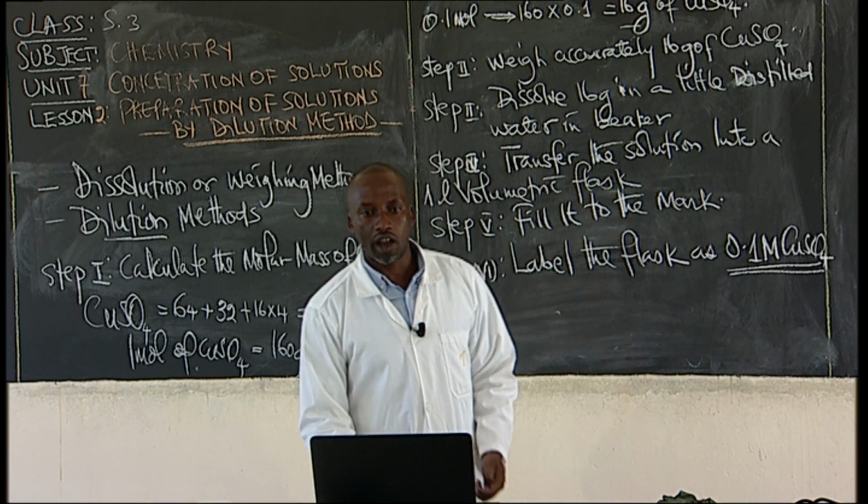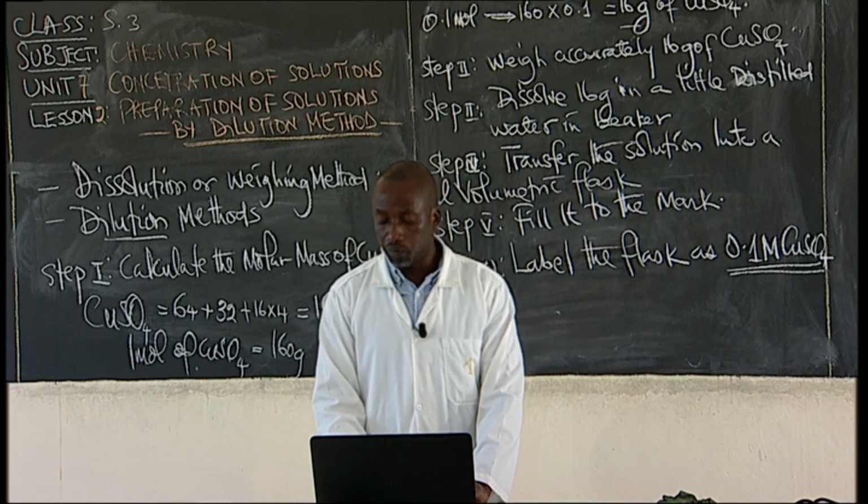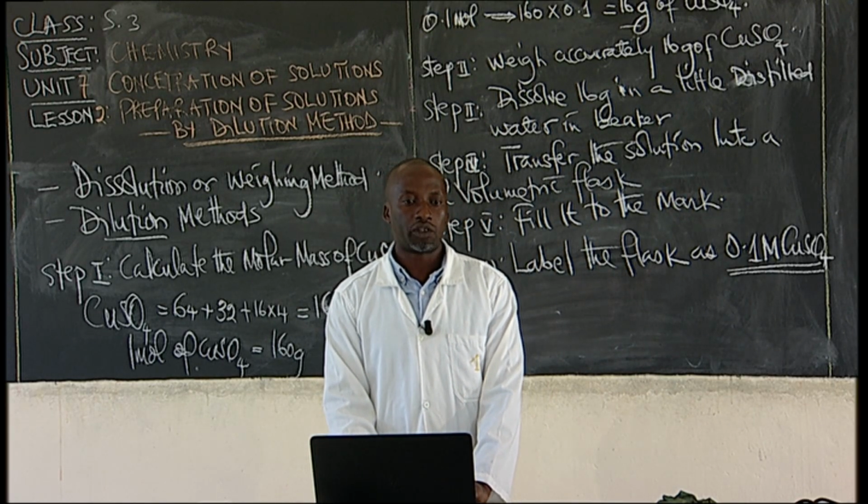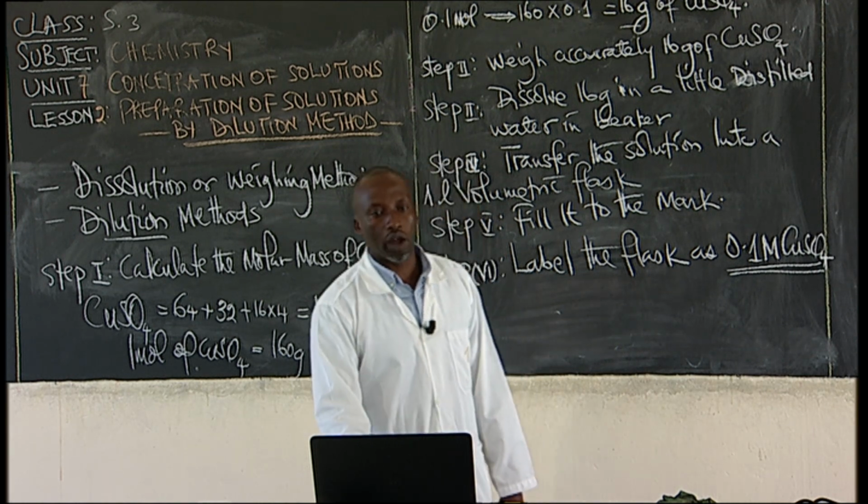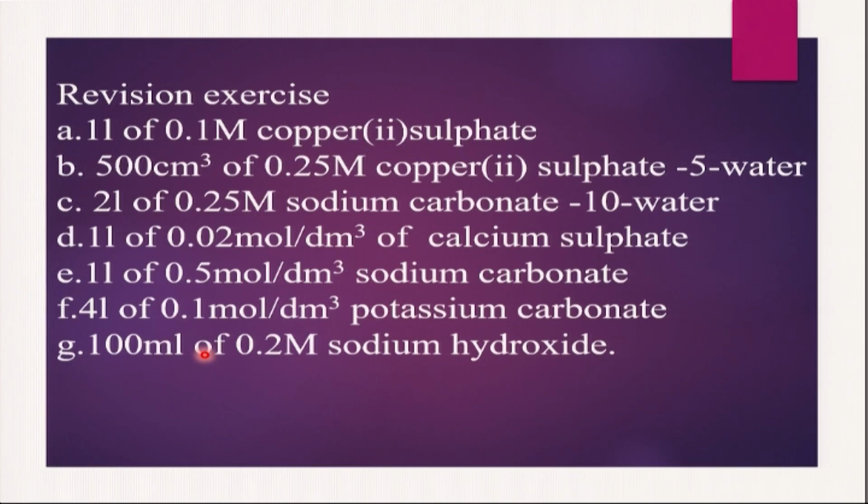Now, for example, I will not be able to look at all of them. I'll just pick maybe the last one, which is 100 milliliters. 1 milliliter is equal to 1 cubic centimeter, take note of that, of 0.2 sodium hydroxide. The first step, you need to calculate the molar mass of sodium hydroxide. The atomic mass is 23, plus 16 for oxygen, plus 1, that is 40 grams.